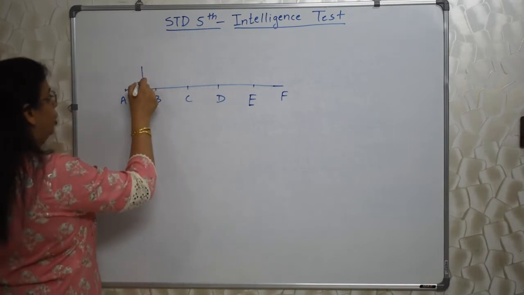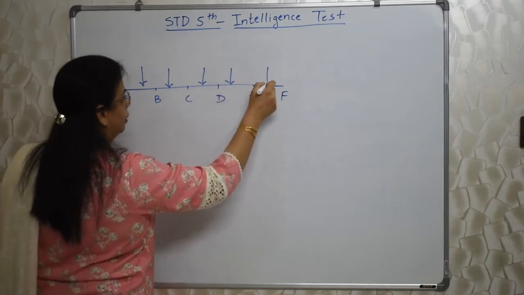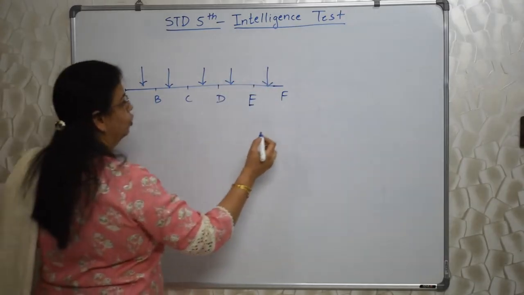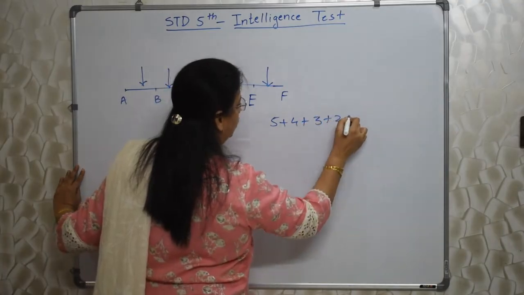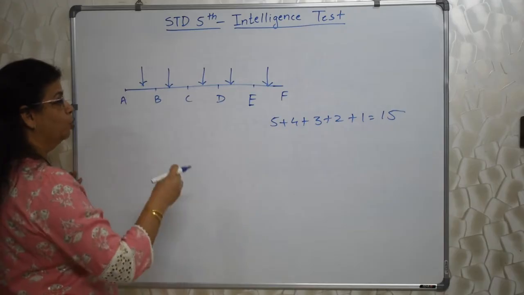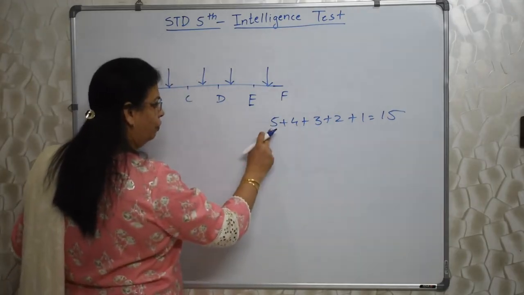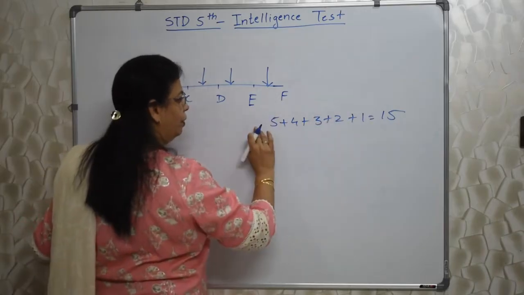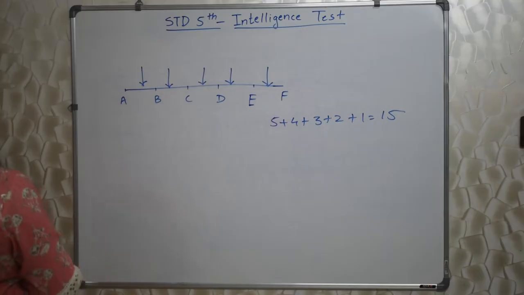So what is the formula? Find out the gaps like this. How many are there? 5. So just add 5 plus 4 plus 3 plus 2 plus 1. Here again, students will make use of triangular number. Students who know the triangular numbers, they will know 5th triangular number, 15. They will not even add and waste time here. Okay? So your answer is 15. Please don't count manually, use this formula.